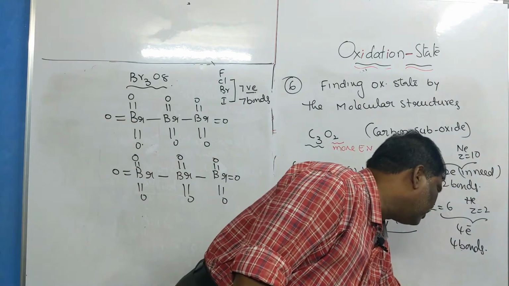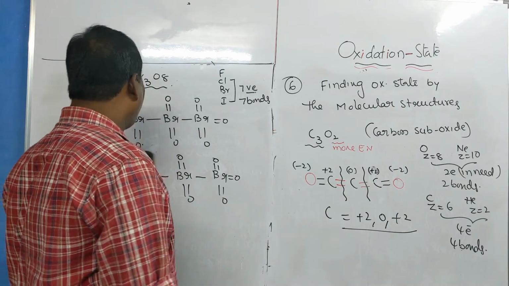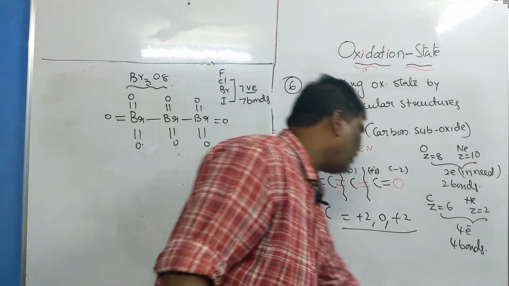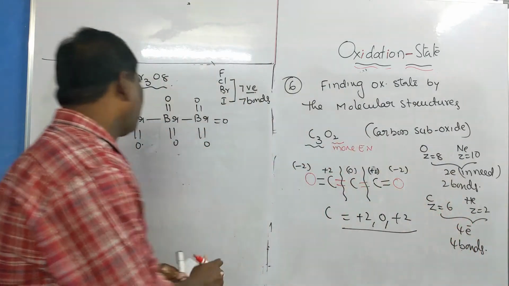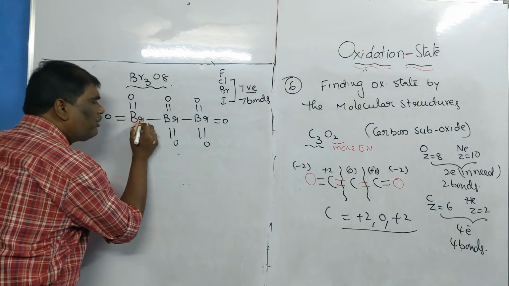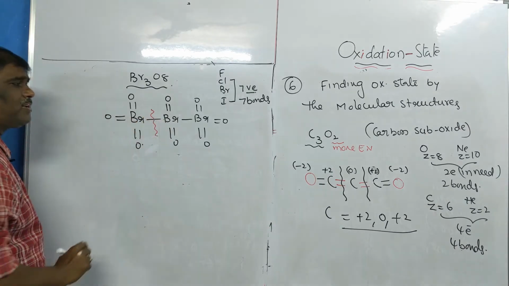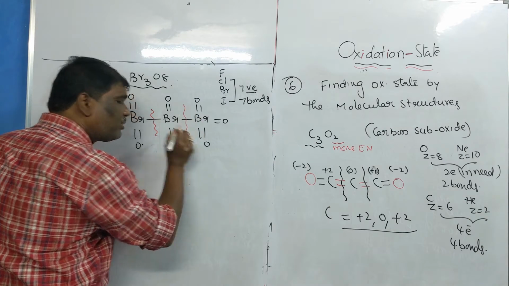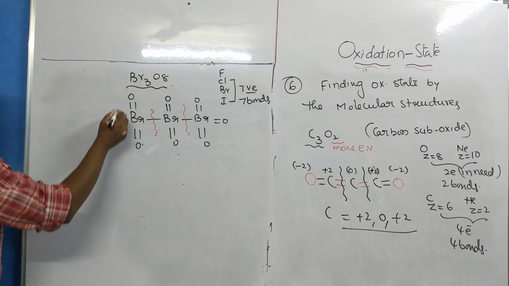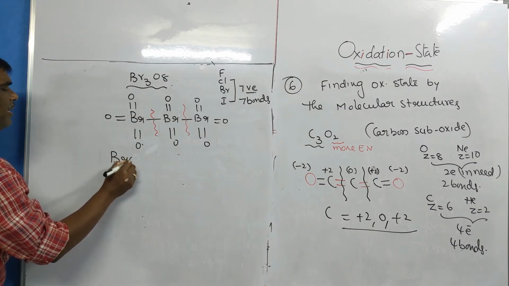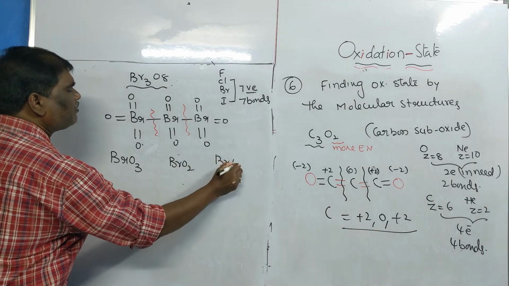Now we are going to discuss the oxidation states of this one. I told you the bromine atoms have the same electronegativity, so in between these there is no unequal sharing and no development of oxidation state. That's why we calculate the oxidation state separately. This is taken as BrO3, this is taken as BrO2, and this is taken as BrO3.